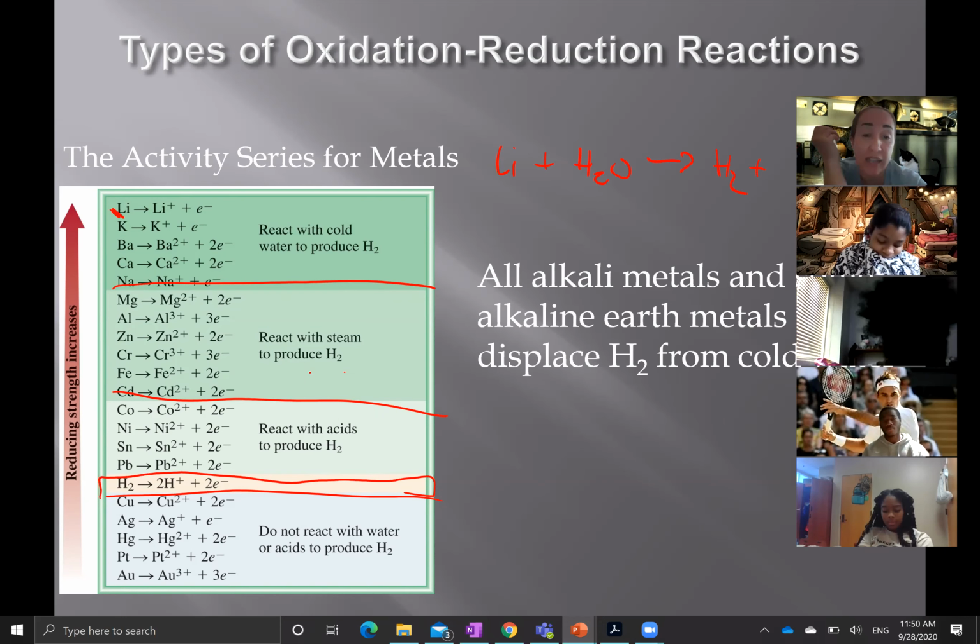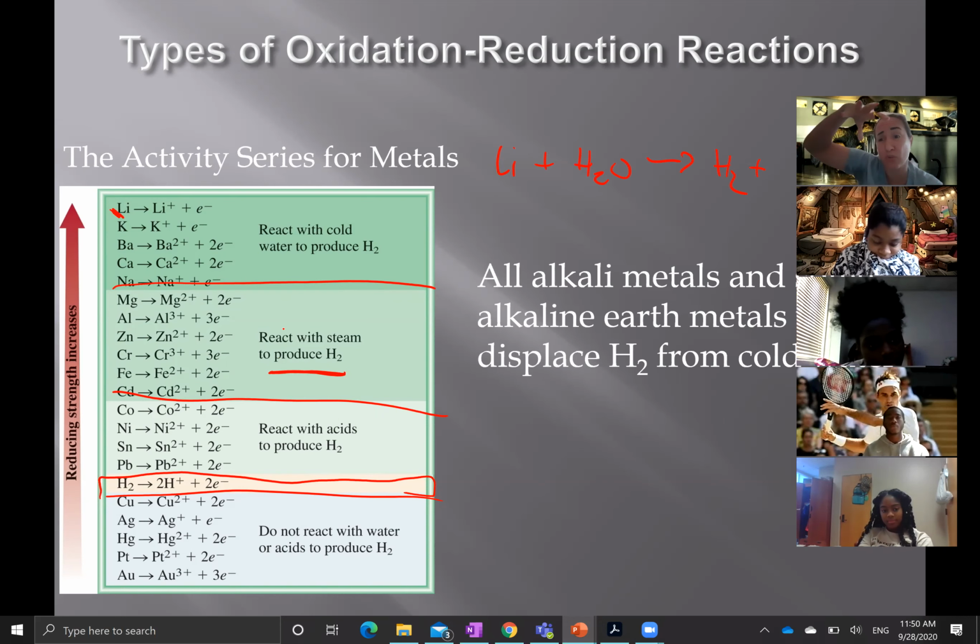These ones are not as strong, because they won't react if I drop cold water on a magnesium solid. Magnesium actually comes in a little ribbon. If I drop cold water on the magnesium ribbon, nothing happens. But if I drop hot water on magnesium, then you'll see a little gas form. It's so cool. Chemistry is so cool. But anyway, that's what this chart means.